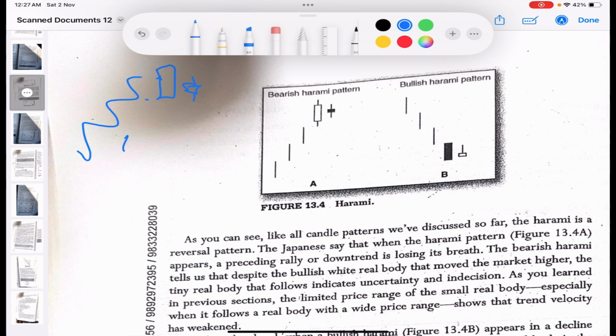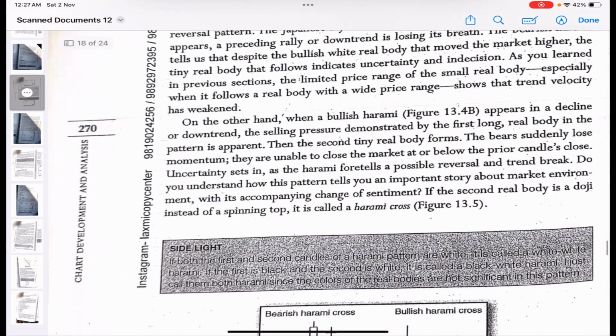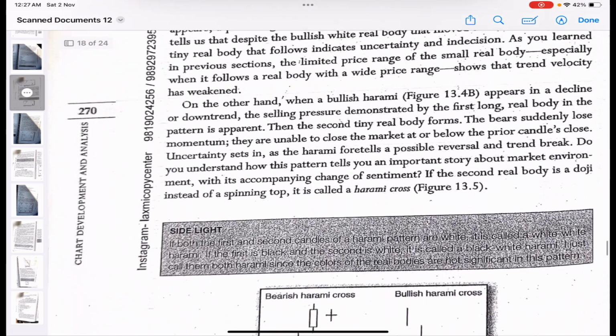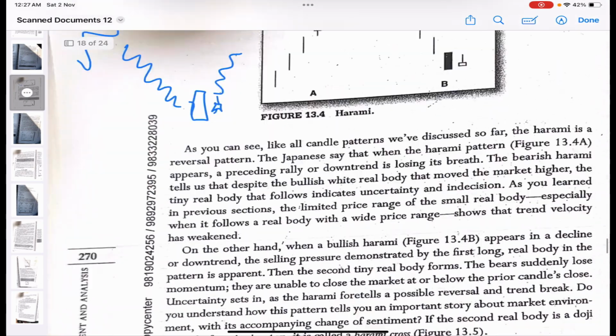In a bullish Harami pattern, there is a downtrend going on and there is a red lady with a green baby, and then the price might go up. That is a bullish Harami. So that is what is a bearish Harami and a bullish Harami. Now, what is a Harami cross? That is something you need to keep in mind. Let's talk about that.